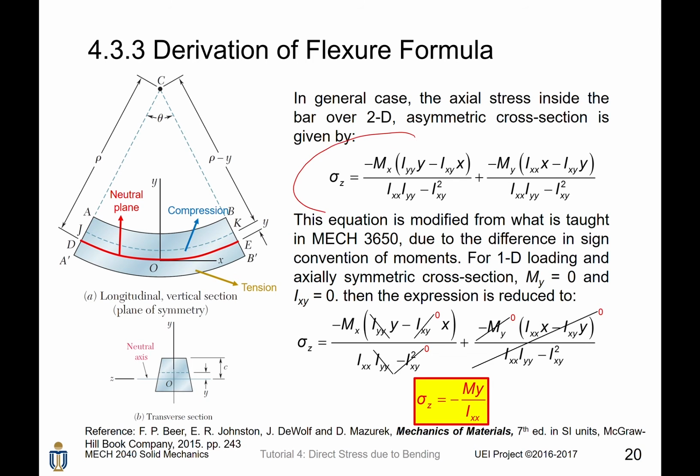Actually, we can simplify this very complicated equation by using our assumptions before. First, given that it is 1D loading, that is, My equals 0, this piece equals 0, which means the whole piece equals 0. Besides, Ixy equals 0, that means this is 0, this is 0. Finally, you cancel out Iyy, then you will have only minus Mx y divided by Ixx remaining. So this is why the two assumptions are so important.